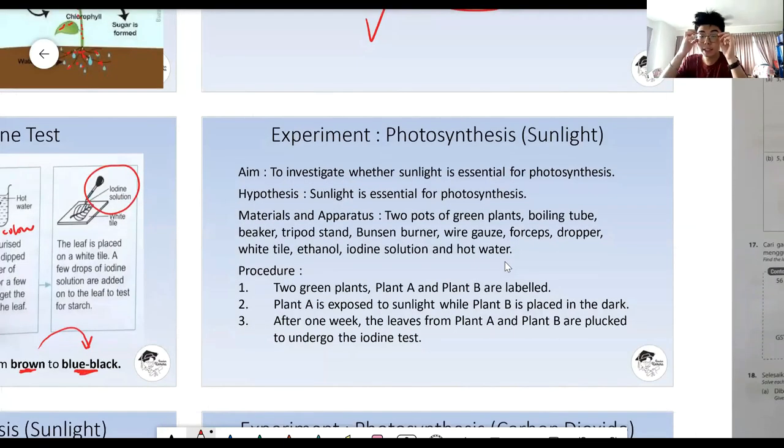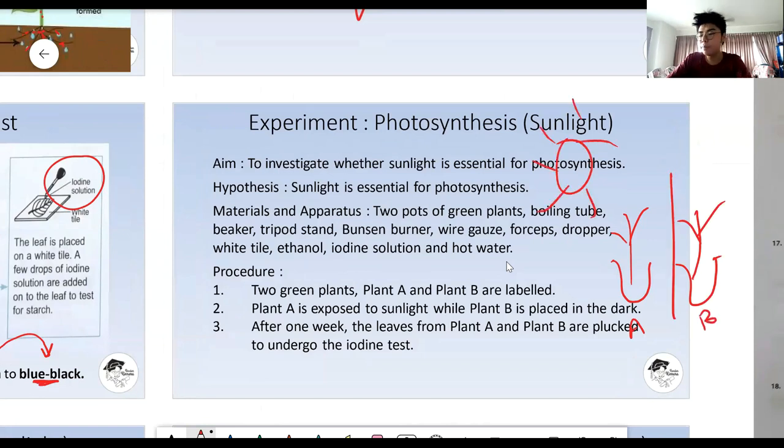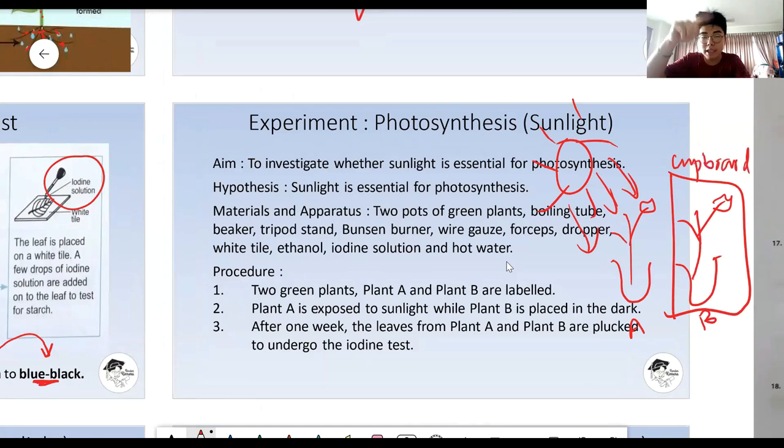So what happens is, there are going to be two plants. I can draw a diagram for you. Two plants, plant one, plant two, in the black plastic bag. One you label as A, one you label as B. The A you put under the sun, the B you put inside a black box. Then after 1 week, they will take the leaf. You see a difference or not? One got sunlight. The other one you put in the cupboard. That means one got sunlight, one doesn't have sunlight.